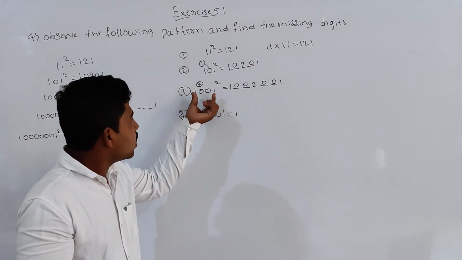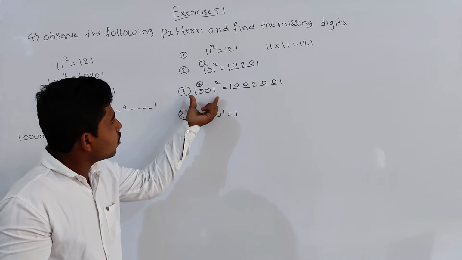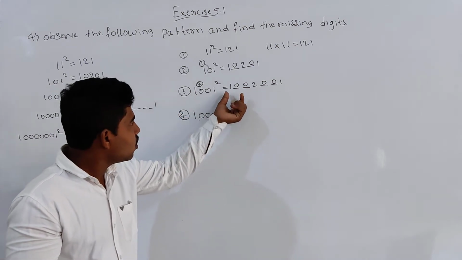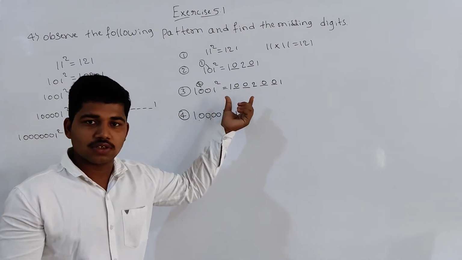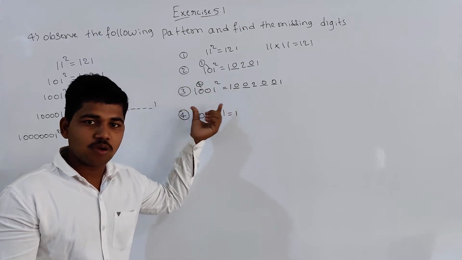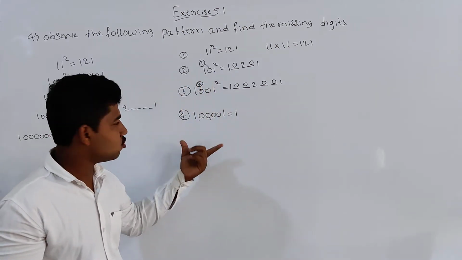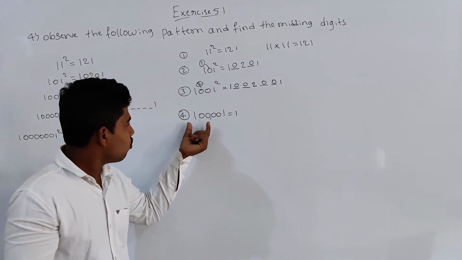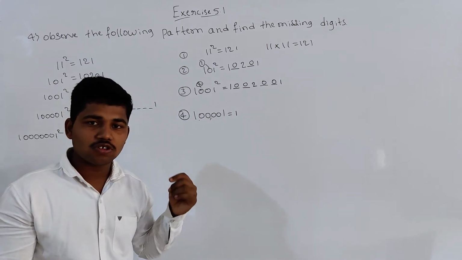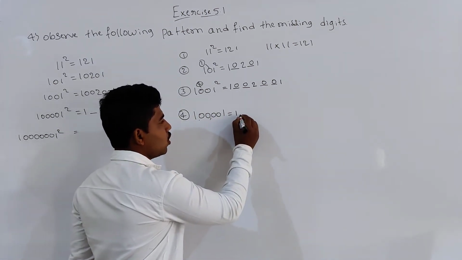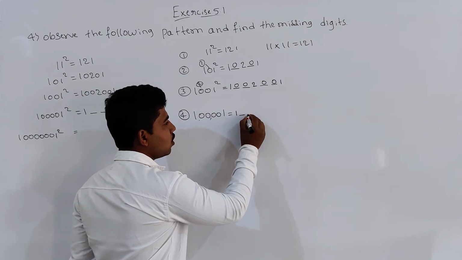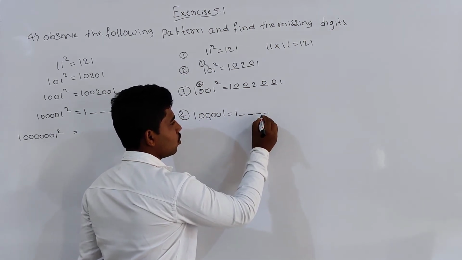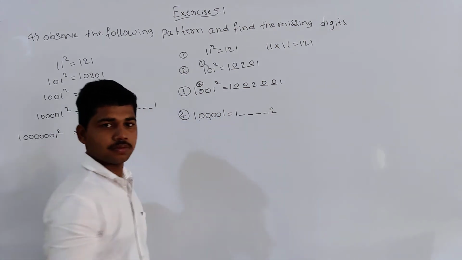Look at the third problem. Between the 1 and the 1 we have the 2 zeros. That's why from 1 to 2 we left the 2 places. And same as that, by comparing the second problem, we should compare the fourth one. From 1 to 1 you are having the 4 zeros. From 1 to 2 you should leave the 4 places. 1, 2, 3, 4. Then you should have 2.